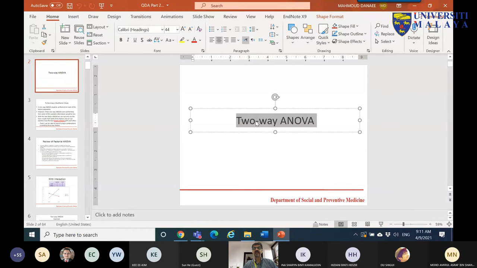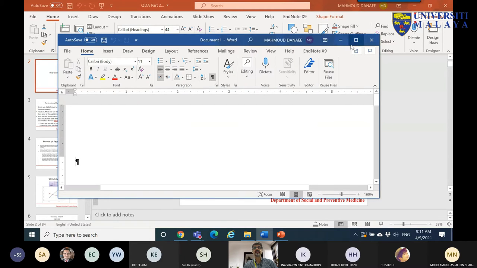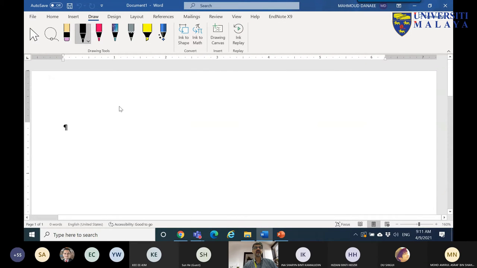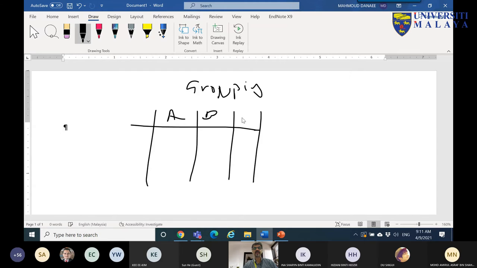I know all of you are familiar with one-way ANOVA. In the one-way ANOVA, we have only one factor. For example, we have a grouping factor, and then we try to compare, for example, groups A, B, C. You remember the three factories and the lifetime of their products yesterday? It was one-way because there is only one source of variation.